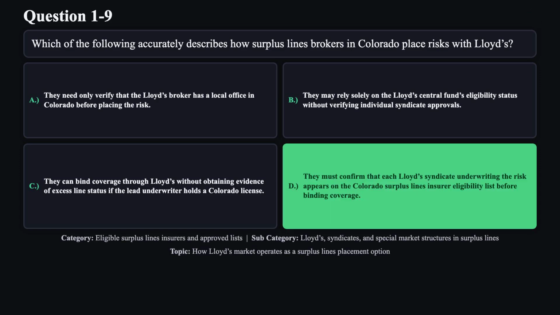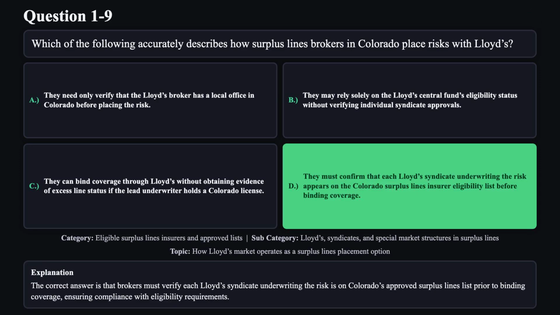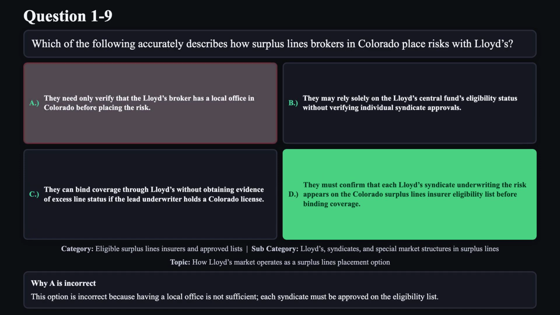The correct answer is D. The correct answer is that brokers must verify each Lloyd's syndicate underwriting the risk is on Colorado's approved surplus lines list prior to binding coverage, ensuring compliance with eligibility requirements. Reason A is not correct. This option is incorrect because having a local office is not sufficient. Each syndicate must be approved on the eligibility list.